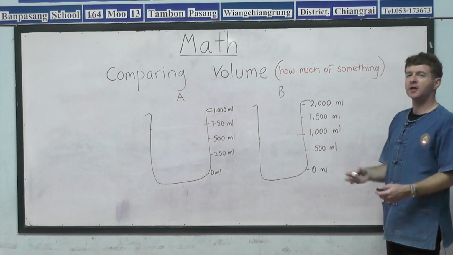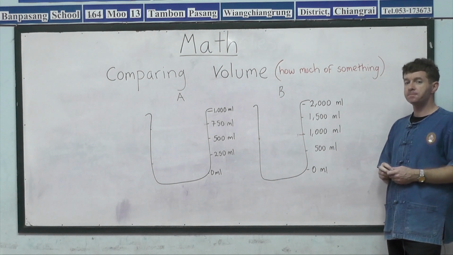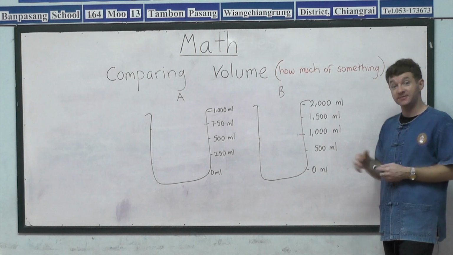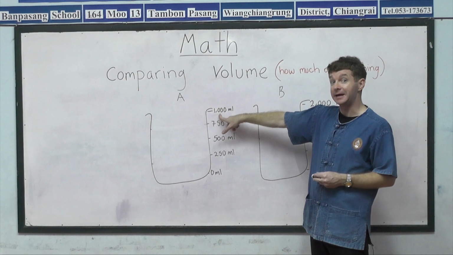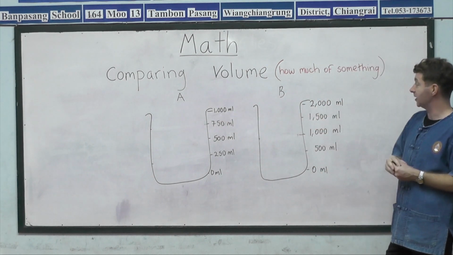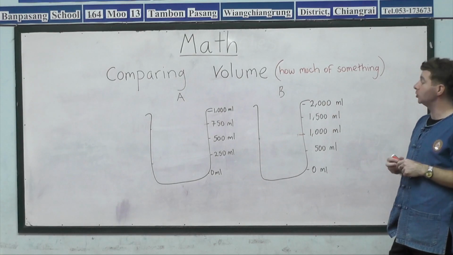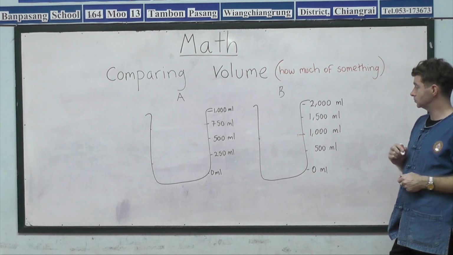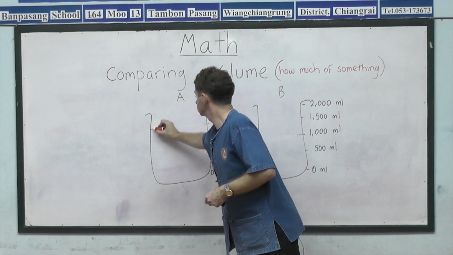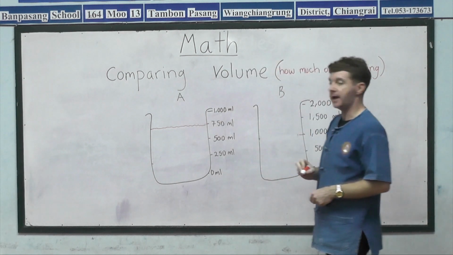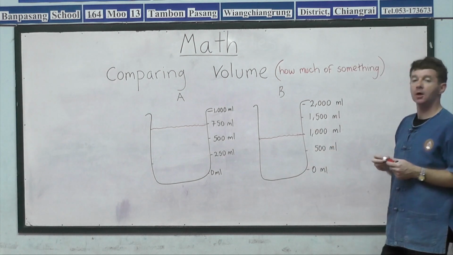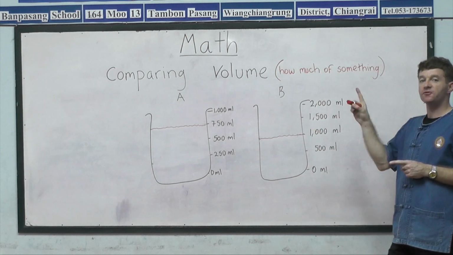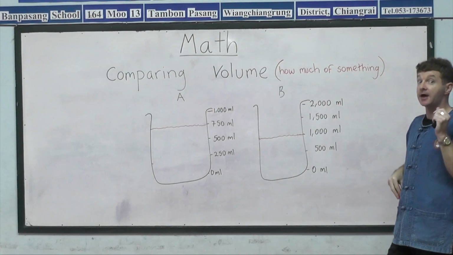So now, are the containers the same capacity? No. Now they're different capacity. The capacity of A, 1,000 milliliters. The capacity of B, 2,000 milliliters. So now, let's have a look at the volumes. Container A. Container B. Which container has the greater volume?